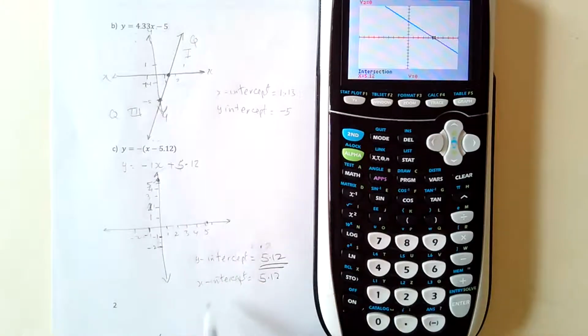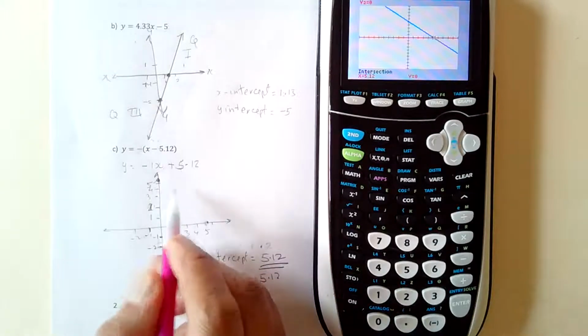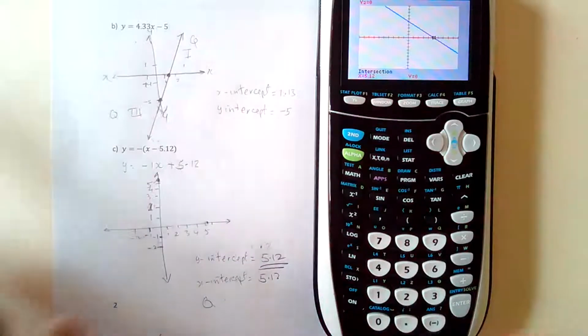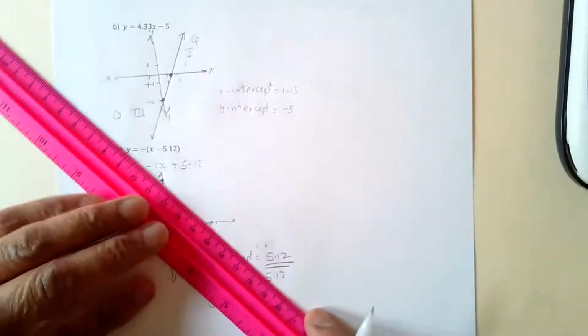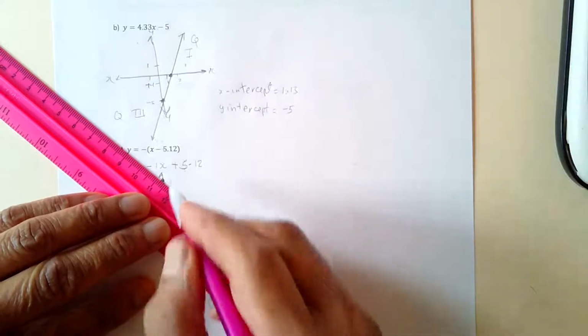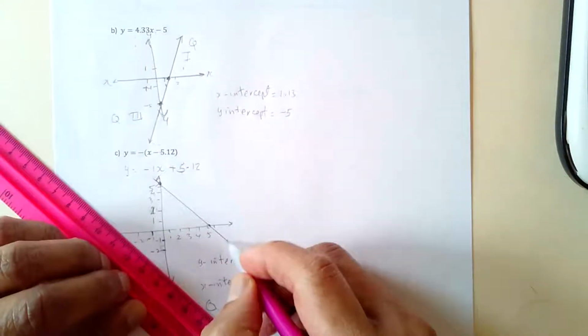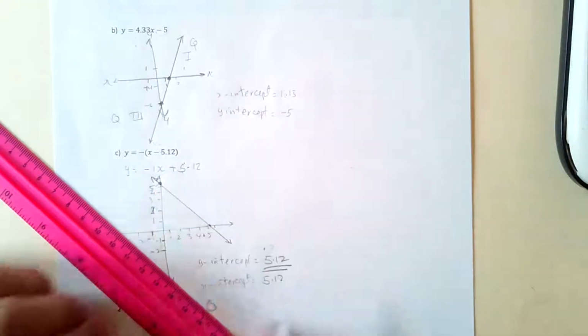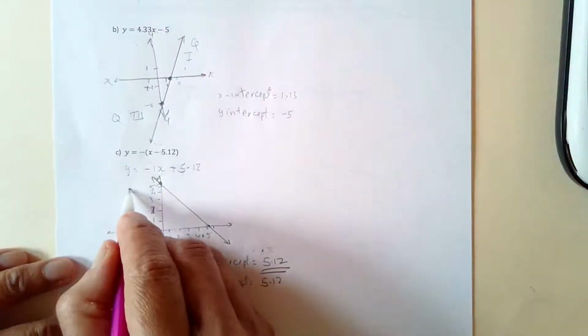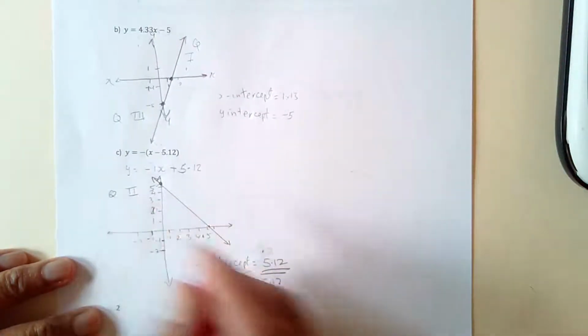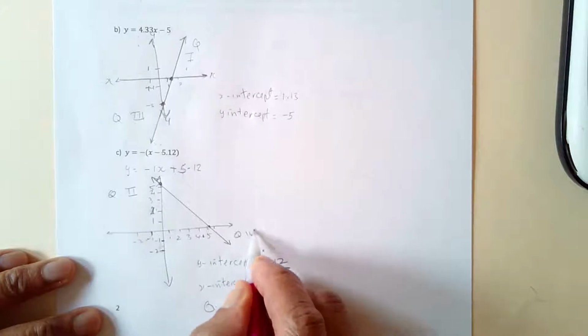And this is going from quadrant 2 to quadrant 4. Let's get a ruler here.